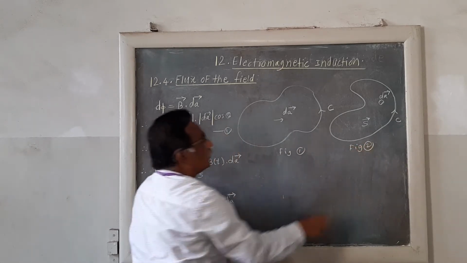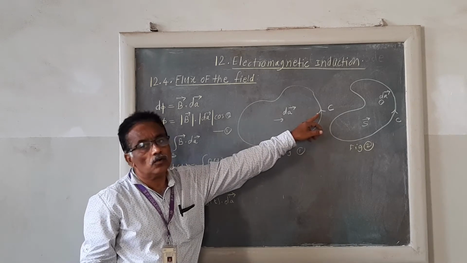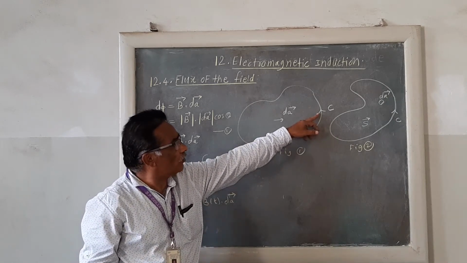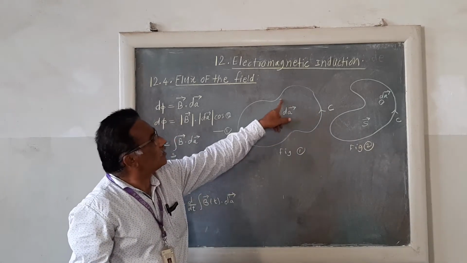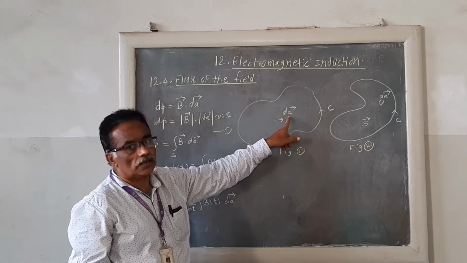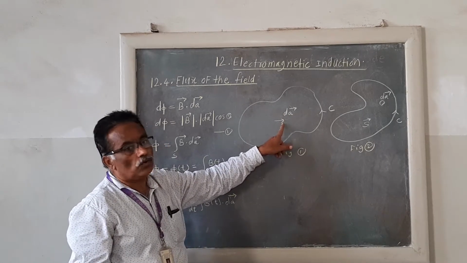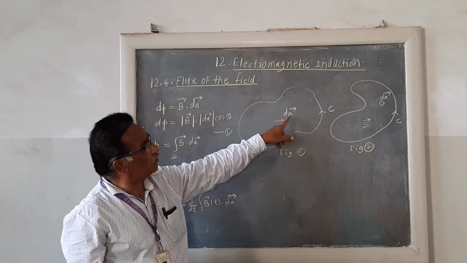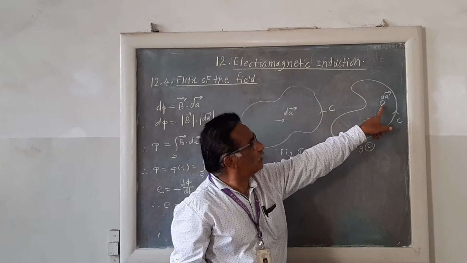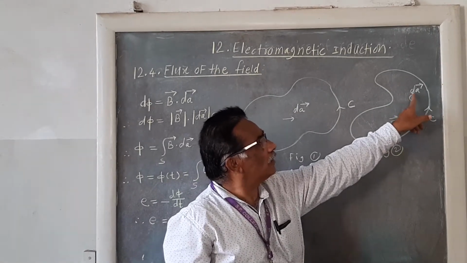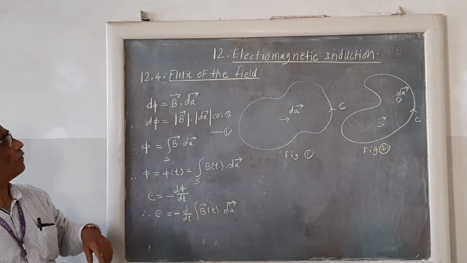Here, figure number 1 consists of a closed loop. The arrow is represented on this closed loop. See, here a small surface area is under consideration, which is dA. The direction of the arrow represents the direction of this A. In figure 2, I have represented a small surface area dA shown by that circle.